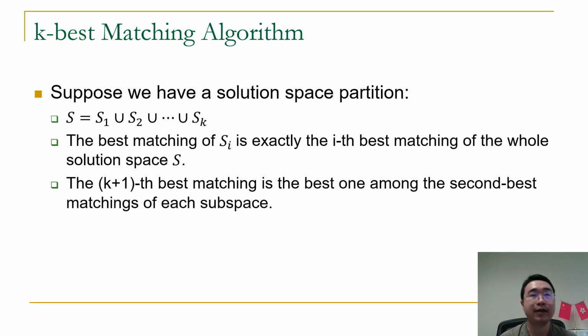To find k-best matchings, we aim to maintain a sequence of solution subspaces S1, S2 to Sk, which satisfies that the best matching of Si is exactly the ith best matching of the whole solution space. Then we focus on the second best matching of each subspace. The best one among all second best matchings is the k plus 1th best matching of the whole solution space.